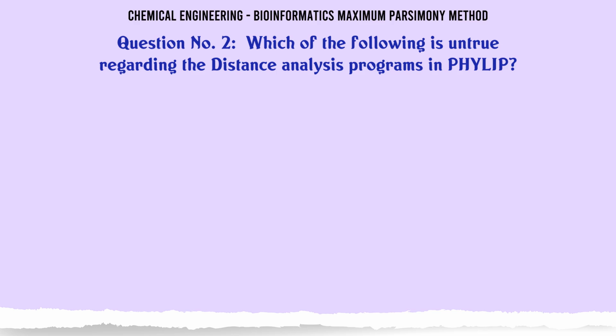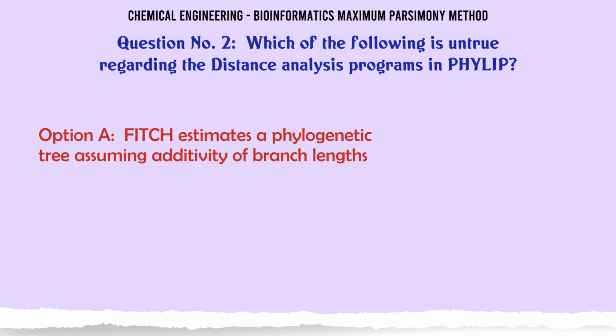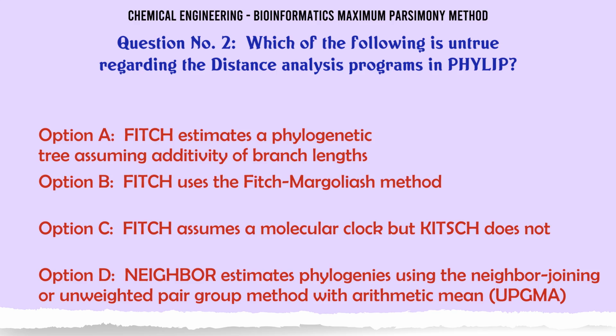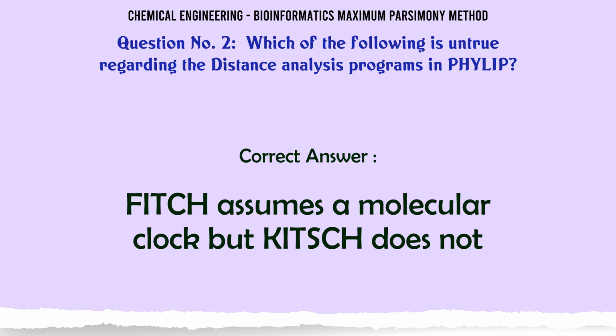Which of the following is untrue regarding the distance analysis programs in PHYLIP? A. Fitch estimates a phylogenetic tree assuming additivity of branch lengths. B. Fitch uses the Fitch-Margoliash method. C. Fitch assumes a molecular clock but Kitsch does not. D. Neighbor estimates phylogenies using the neighbor joining or unweighted pair group method with arithmetic mean options. The correct answer is Fitch assumes a molecular clock but Kitsch does not.